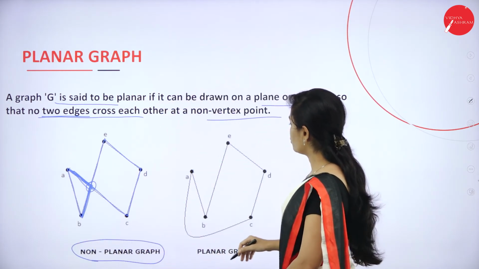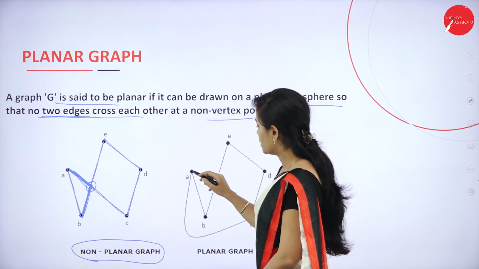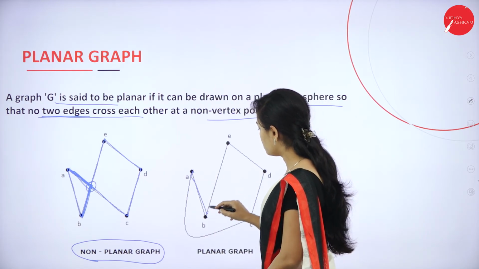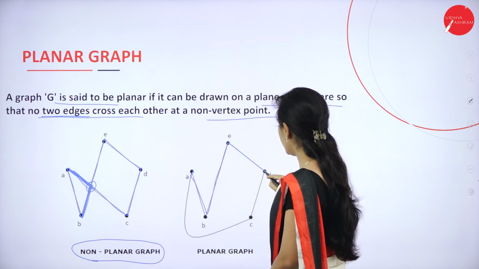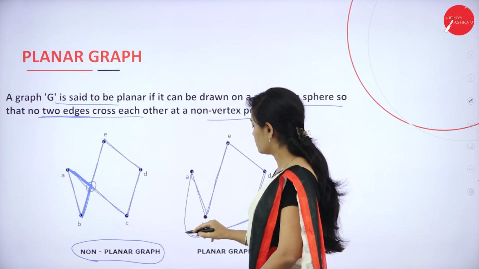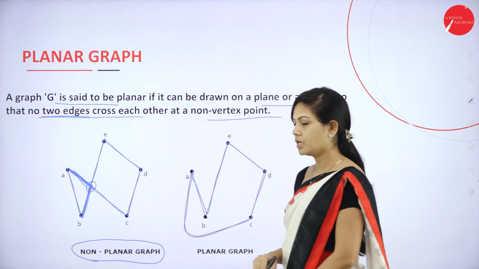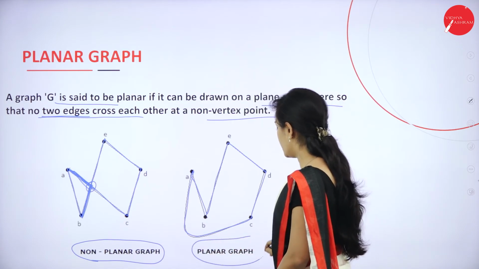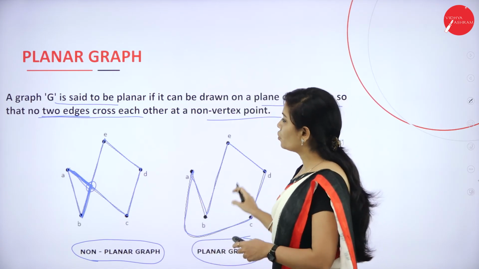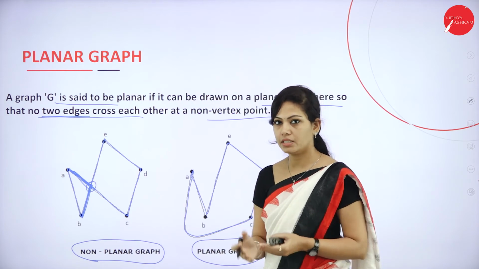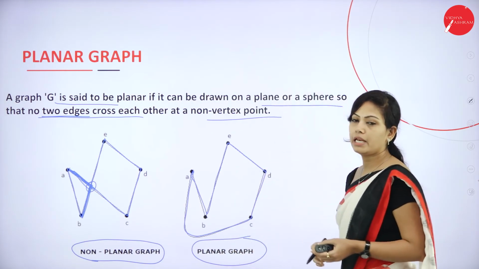Clear? So now you can see another diagram. So A to B, B to E, E to D, D to C and E to A. So this is an example for planar graph. No two edges cross each other. Then it is a planar graph.